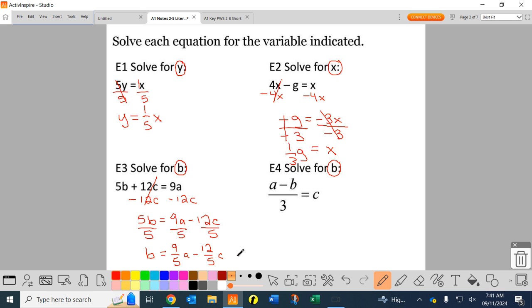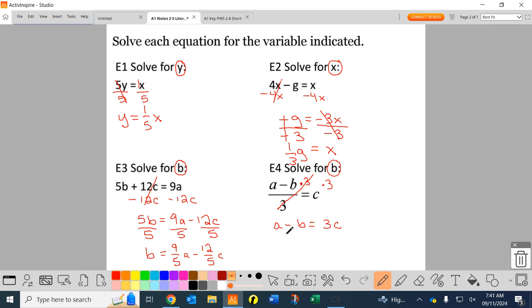For the next one, we're trying to get to that b, but it's stuck up in this fraction. We had some that look like this. They just happen to have a number and a variable up here, but we've done this before. This is not new. You're going to multiply both sides by 3. That cancels. That's going to give us a minus b equals, and 3 times c is 3c. We've done that before, we just didn't have the exact same thing on the top.